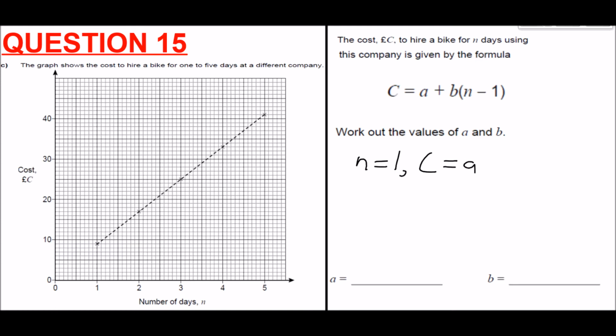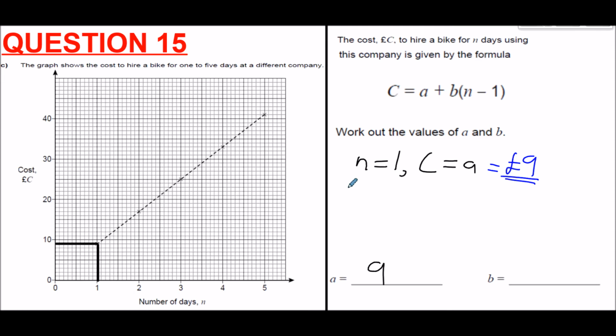So let's go on the graph and find out where n is 1. So on the graph, n is 1 here. And the cost, if we read off at that point, is 9. So the cost equals A, which is £9. And so from that, we can work out that A is £9. So that makes it much easier.